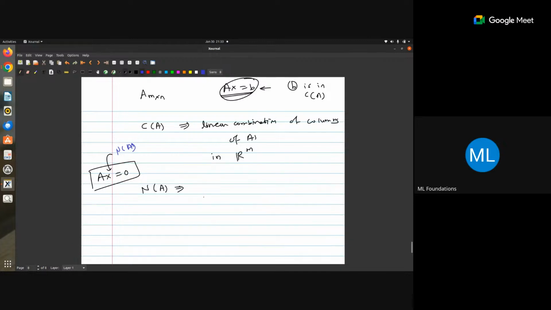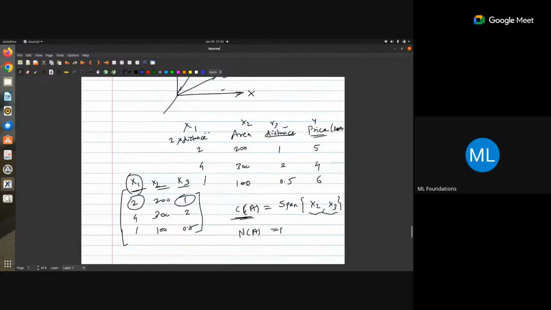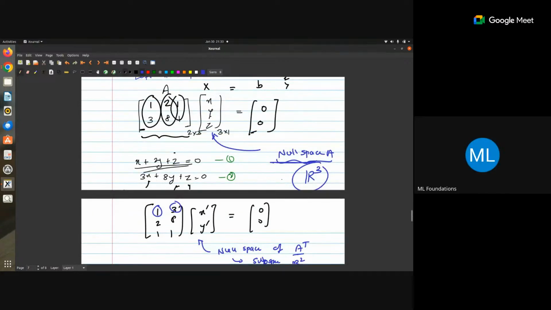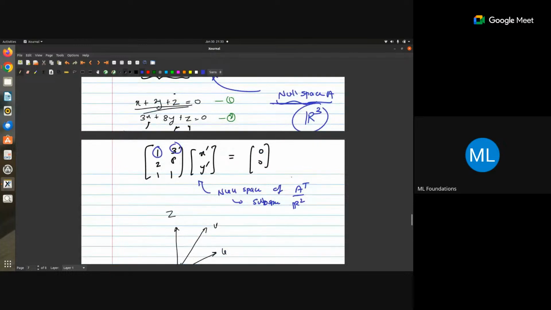It is a subspace in R^n. Yes, a subspace. Okay, we'll think about it here. So this is a subspace, right? And what are the dimensions of this?